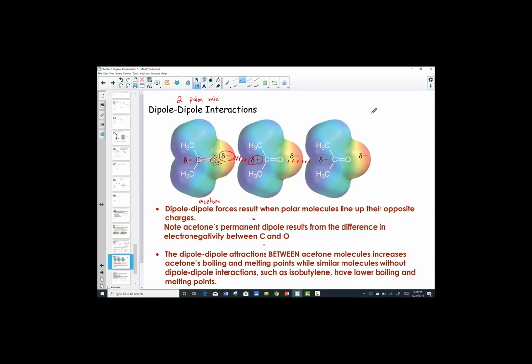Now the difference is these are not temporary charges. That's the difference between the dispersion force, because it's just so temporary, where these are permanent based on the polarity of the structure. So polar molecules line up to create dipole-dipole interactions. Notice that these attractions are between the acetone molecules, and it's a much stronger interaction than the dispersion force.